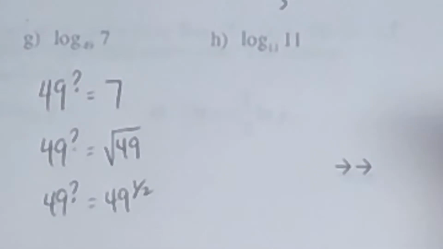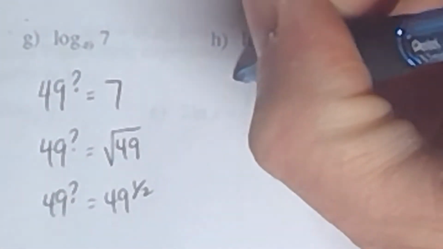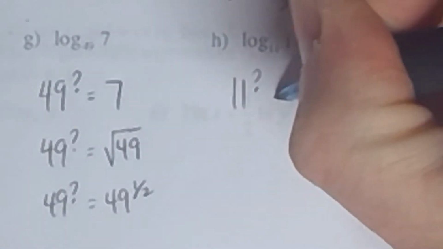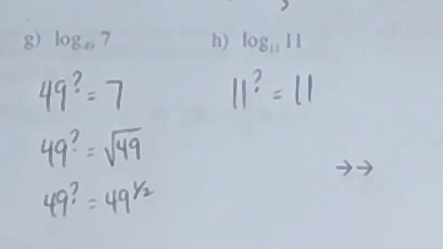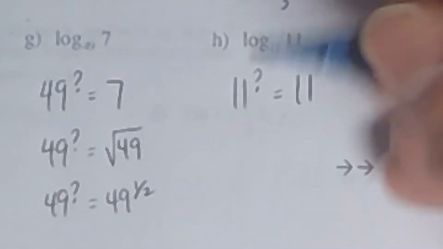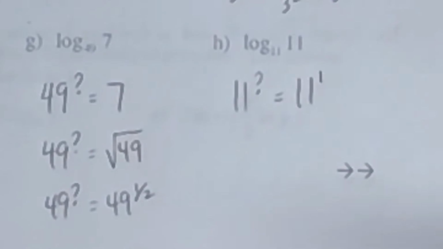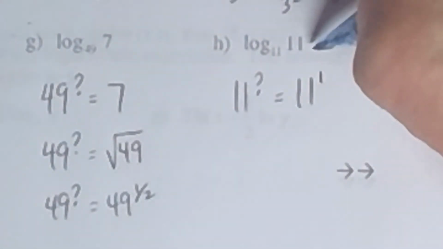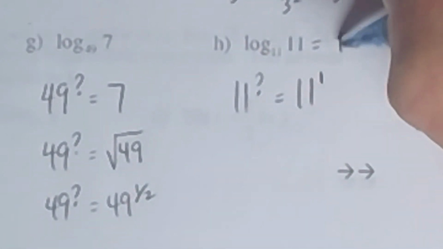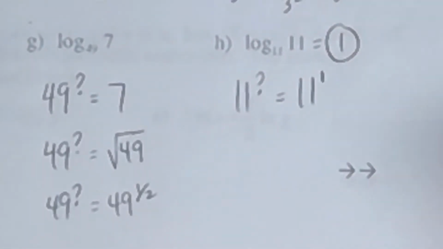And finally here, if your base and your product term are exactly the same, then the missing exponent must be 1, because you know that if you take a base to the first power, it will be equal to the same thing. So if the base and product term are the same, the missing exponent must be 1.